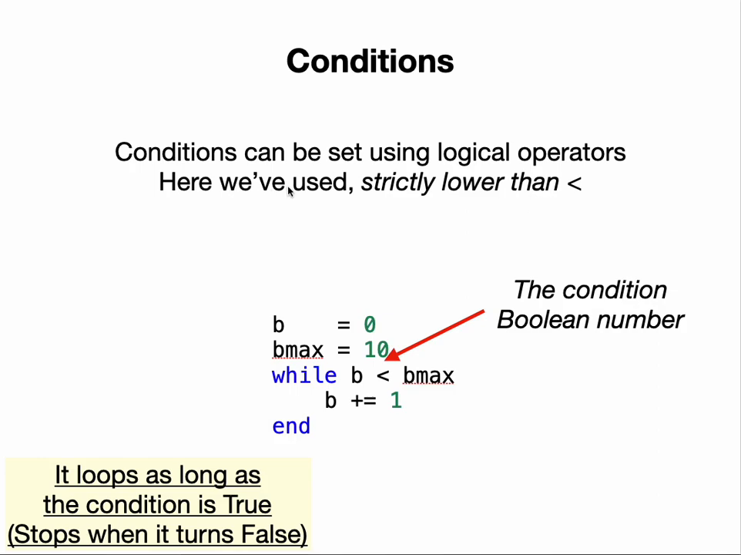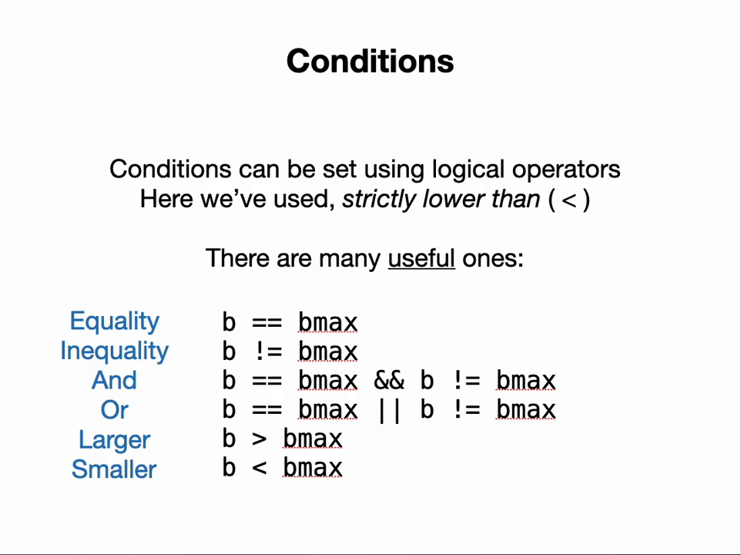And so here we've used one condition for the stopping of the while statement: strictly lower than. So that's simply the inferior symbol. But you can use a lot of different other conditions, and I give you a couple of examples. There is the equality. If you want something to stop when b is reaching the value of b max, the equality is the sign equal, equal. The inequality, if you want b to be different than b max, you can use the exclamation mark equal.